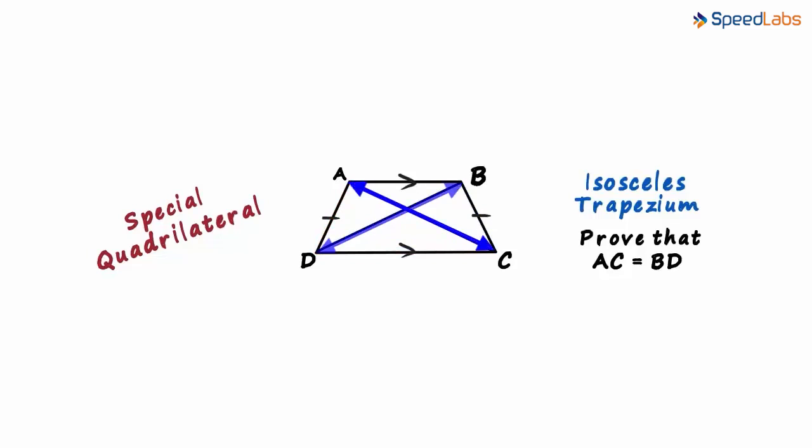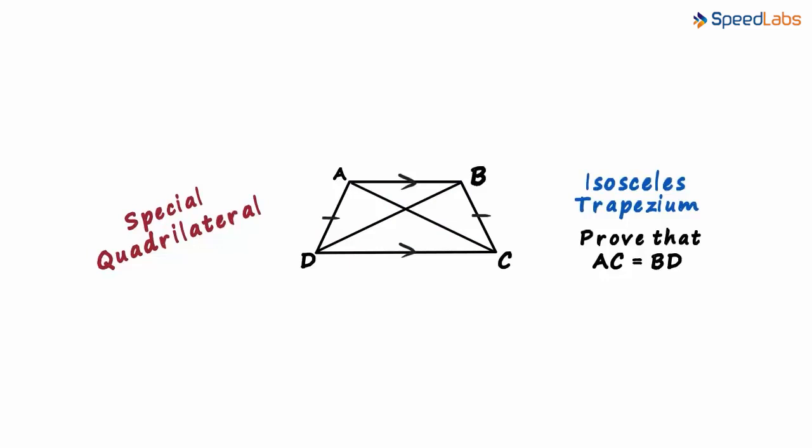is equal to BD. And according to the data given, we have AD is equal to BC. And DC is the common side. So if we somehow prove that angle ADC is equal to angle BCD, we can say that the two triangles are congruent by the side angle side condition. Just by looking at this figure, we cannot say anything about the two angles.